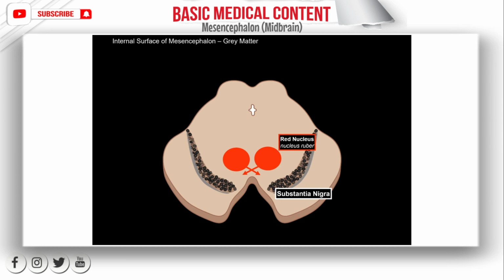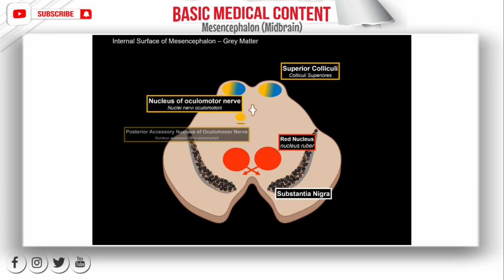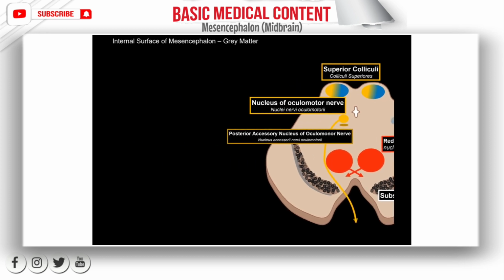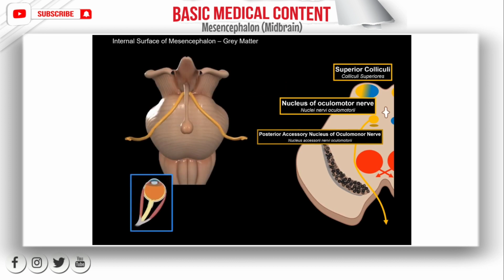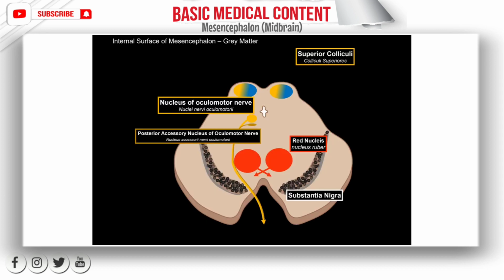Alright, our next gray matter nuclei depend on which level you're looking at. If we make a cross-section of the superior colliculi, we will see the nucleus of the oculomotor nerve and the posterior accessory nucleus of the oculomotor nerve. So the oculomotor nerve will travel towards the anterior surface towards the eyes to innervate the extraocular muscles to move your eyes. And the posterior accessory nucleus will send fibers together with the oculomotor nerve to give a parasympathetic innervation to the eyes. So that is at the superior colliculi level.